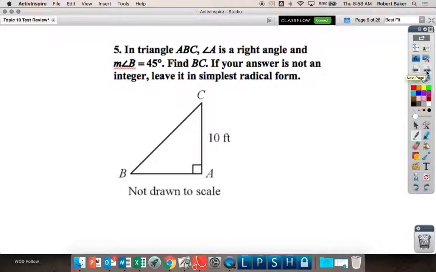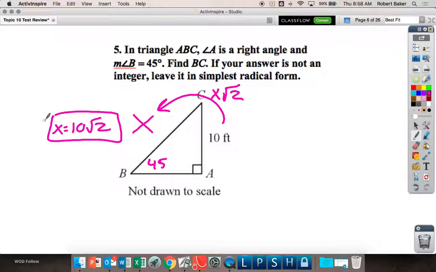You have a triangle, ABC. A is a right angle, B is 45 degrees. What is the length of BC? What kind of triangle is that? A right triangle. Specifically, it's a 45, 45, 90 right triangle. So how do I get from a leg to the hypotenuse? Multiply by the square root of 2. So what is 10 times the square root of 2? Then you have a multiple choice that would say like 10 square root of 2, everything would be as a radical expression.